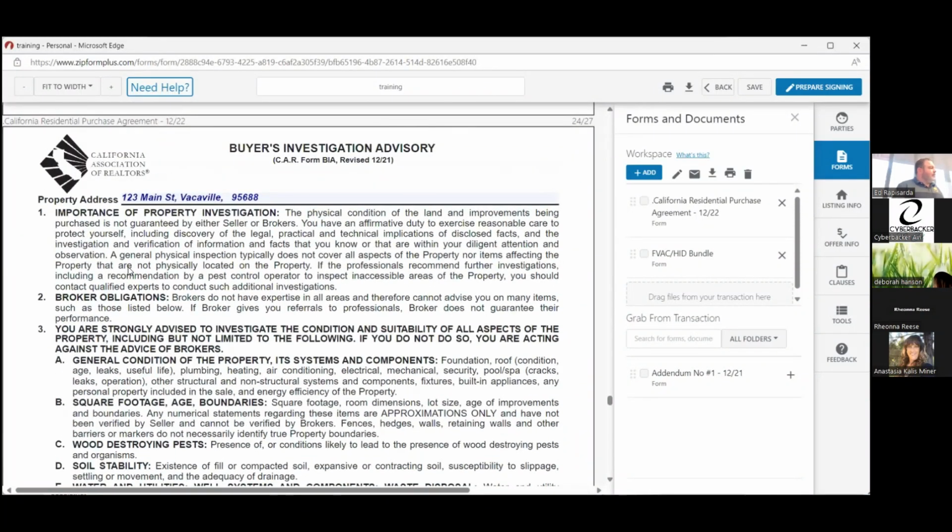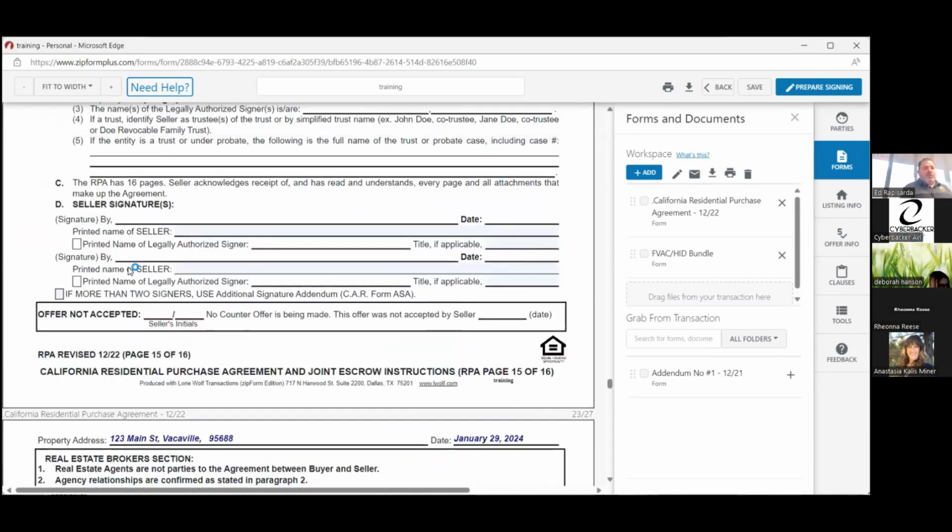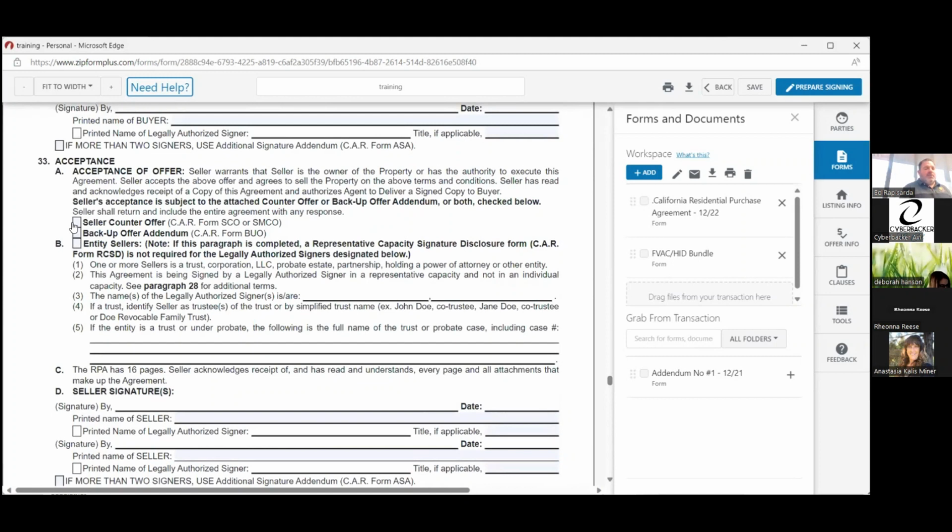So if you're coming back with a counter offer, you have to check that box on the original purchase agreement. Yes, to the buyers. Yeah, that's a good point. If you do not check that box, you're accepting this offer, even if you wrote a seller counter offer. You do not check that box, you are essentially accepting, or your client is accepting, the offer as written. That box has to be checked along with the form. Correct.